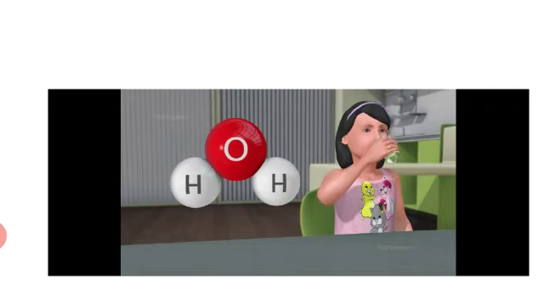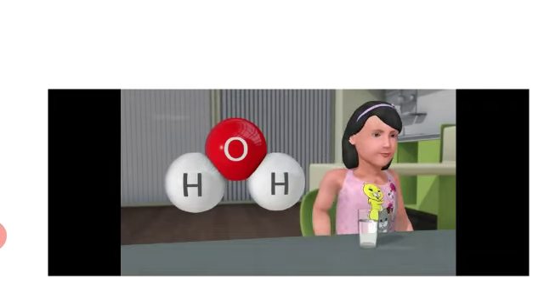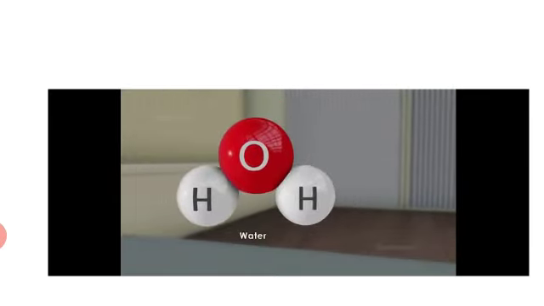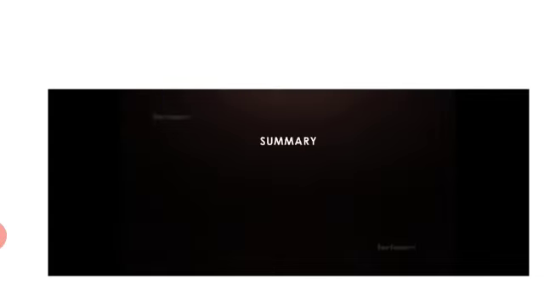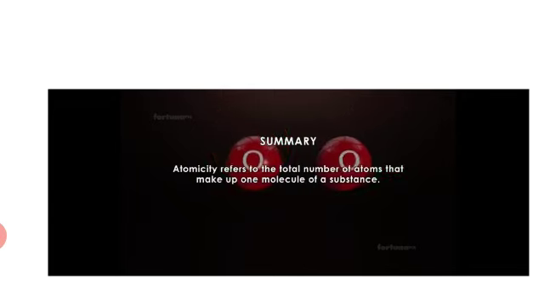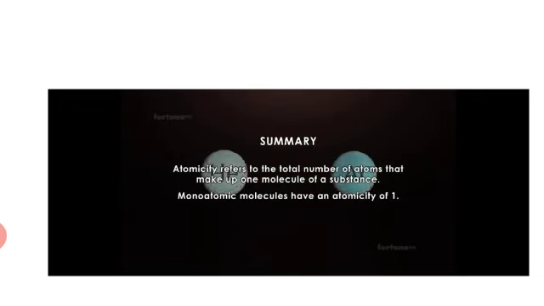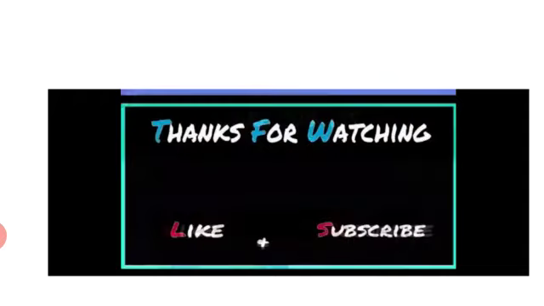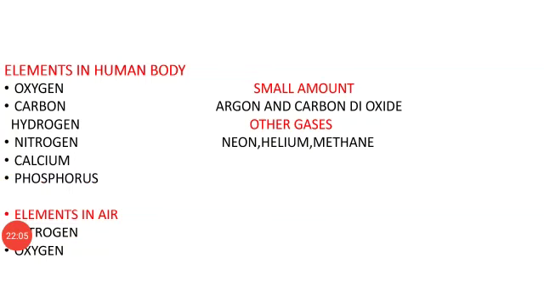The water we drink is made of 2 different atoms, hydrogen and oxygen. Water has 2 hydrogen atoms and 1 oxygen atom, giving the well-known formula H2O. The atomicity of water is 3. Summary. Atomicity refers to the total number of atoms that make up one molecule of a substance. Monoatomic molecules have an atomicity of 1. The atomicity of a diatomic molecule is 2. I hope you understand what is meant by atomicity.